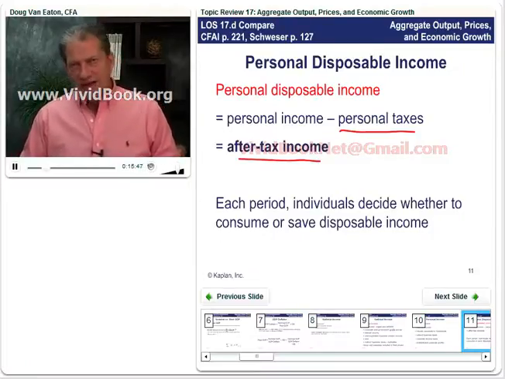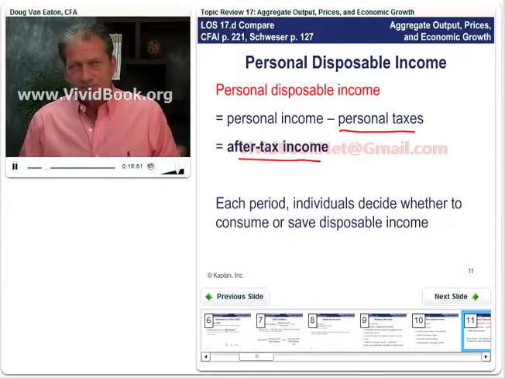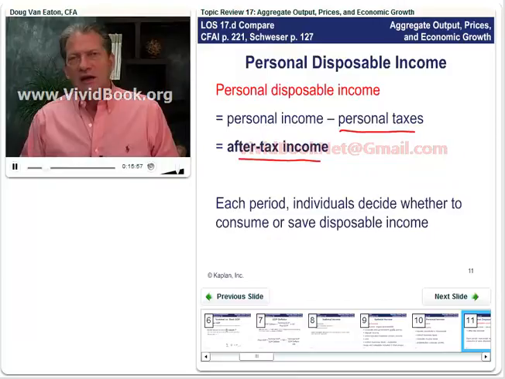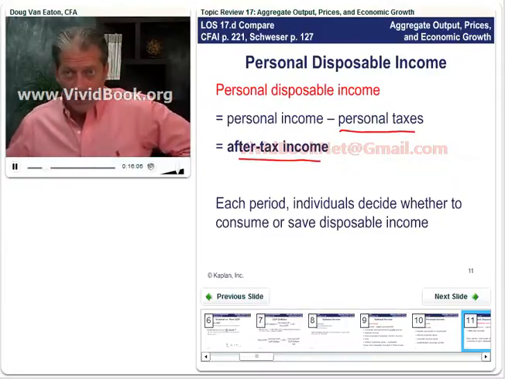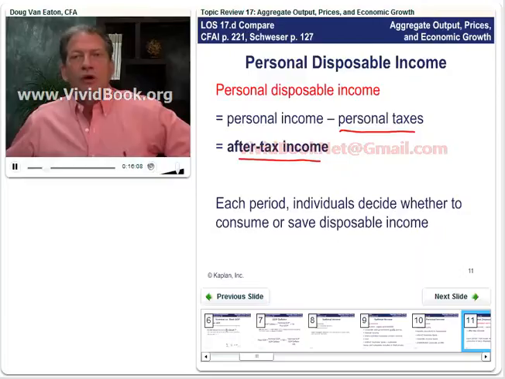Well, the reason we like that, it's a good indicator of consumer spending. When disposable incomes are going up, people spend more. When they're going down, they spend less. So that's why it's a pretty good indicator and something that economists like to watch, especially those that are trying to predict changes in overall GDP.